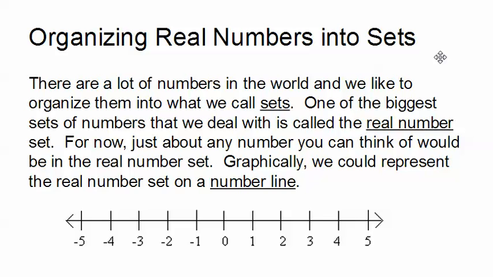Graphically, we can represent this with a number line. This is an example of a real number line. We start with 0, and we use integers going out here to the right, positive numbers, and to the left, negative numbers.